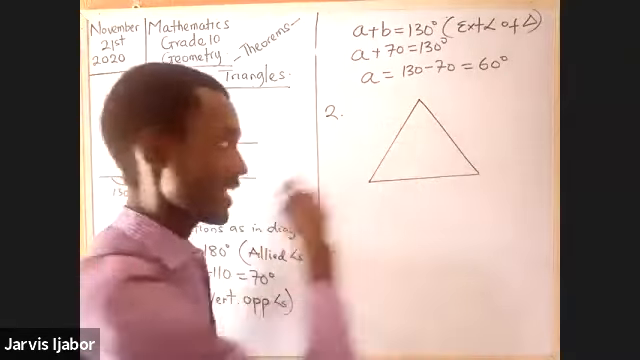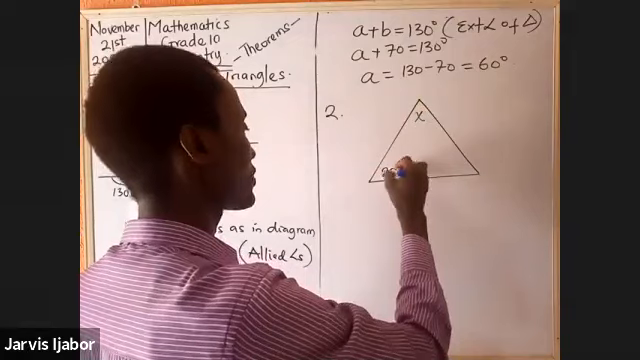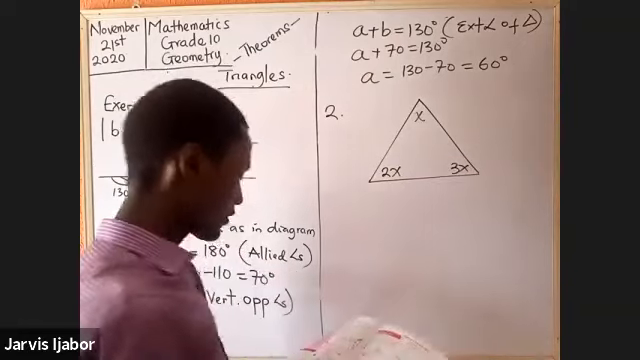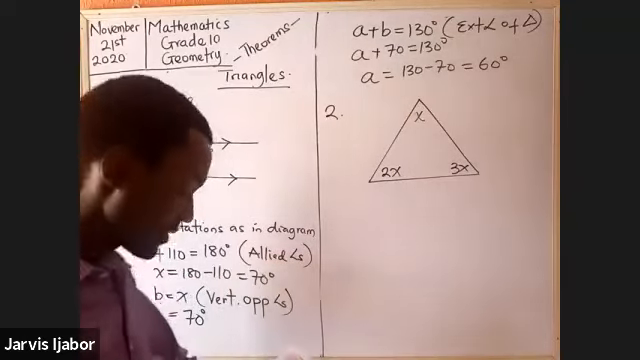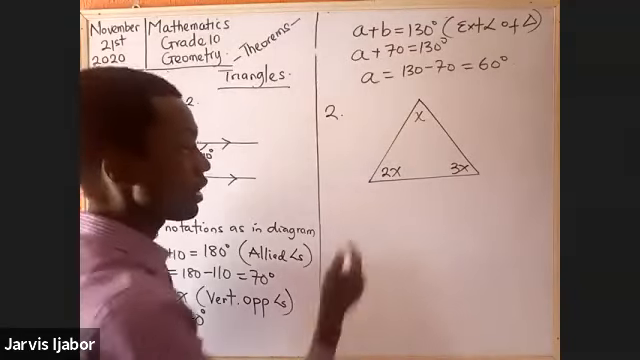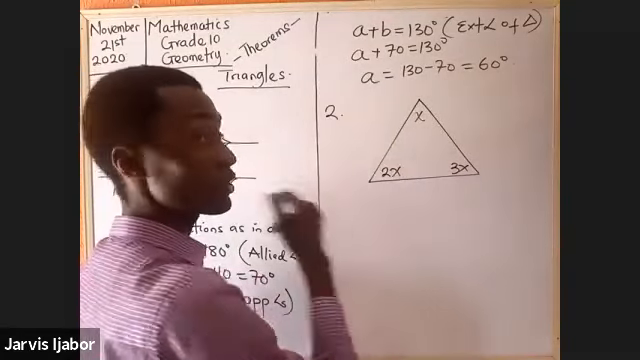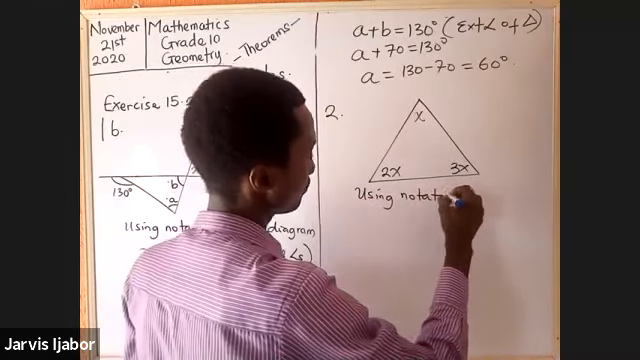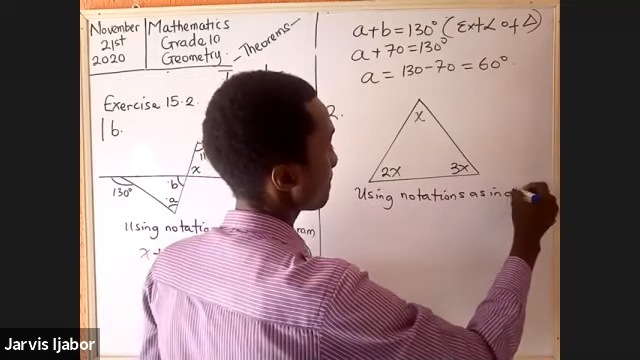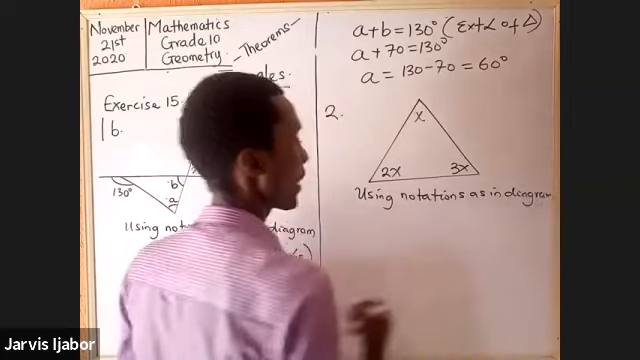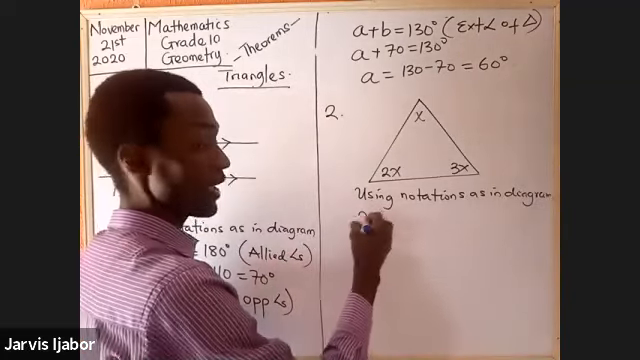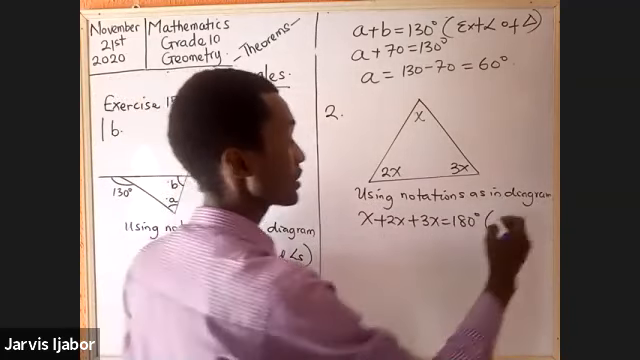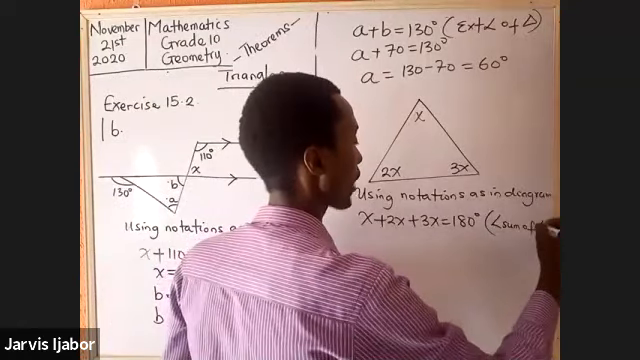So draw that, and they say one of the angles is X, the other is 2x, and the last one is 3x. It says find the value of x and hence find the angles. Now we know that the sum of the angles of a triangle is 180 degrees. So you say, using notations as in diagram, you have that x plus 2x plus 3x will be equal to 180 degrees. The reason is angle sum of triangle.